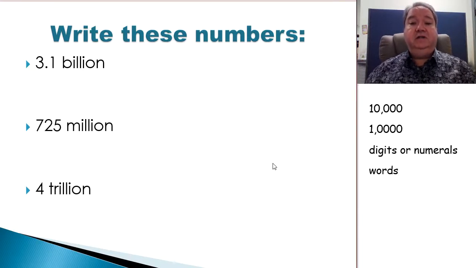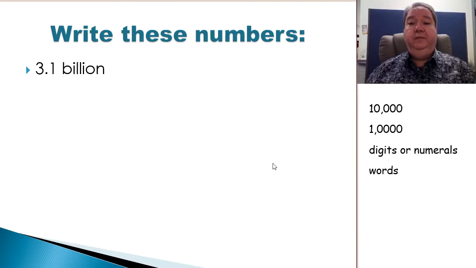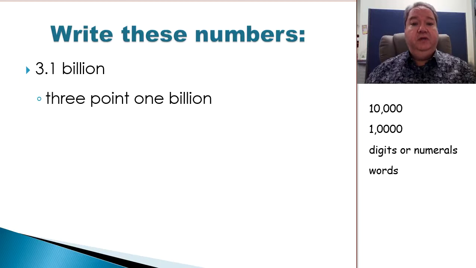Okay, so let's start with 3.1 billion. Now that's a simple way to read it, 3.1 billion. And if you see that written in relation to dollars or people or something like that, that is normally how we would read it, 3.1 billion. However, it's important to know how to write that just in numbers and just in words.